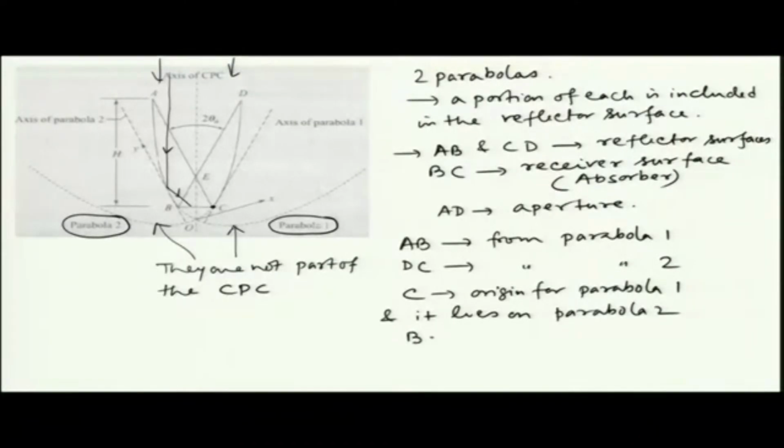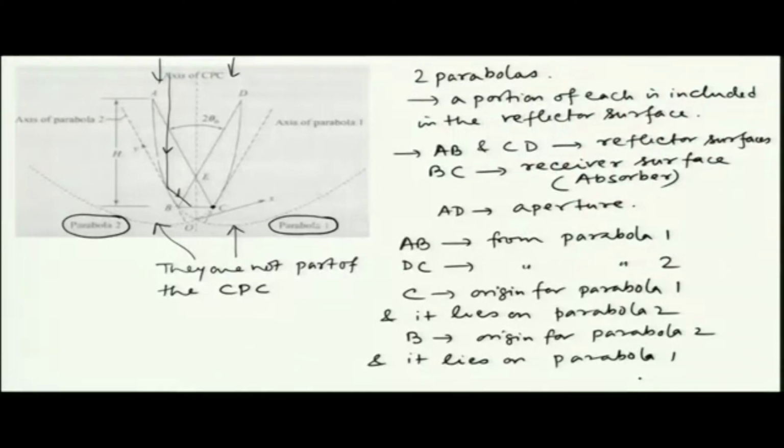Similarly, B is the origin for parabola 2 and it lies on parabola 1. So, that is how both the parabolas are interconnected. One's origin is part of the other's surface, okay. And this is the two-dimensional cut that we are seeing.